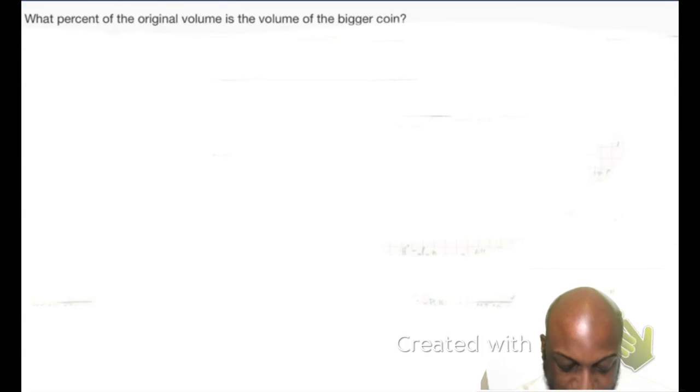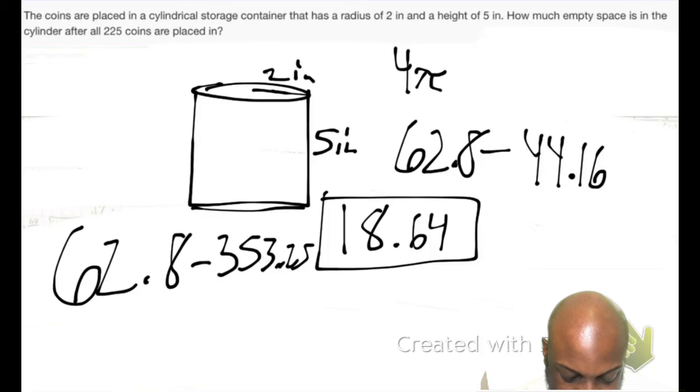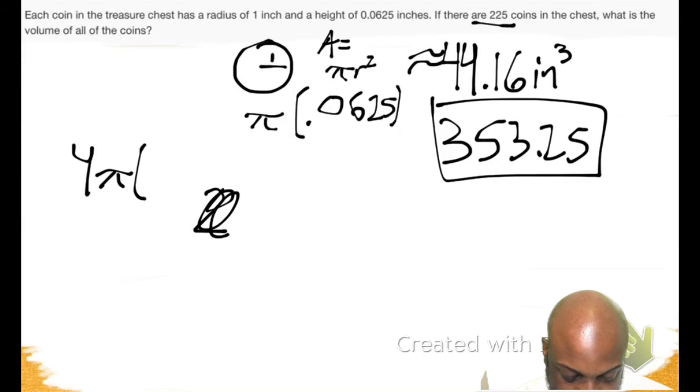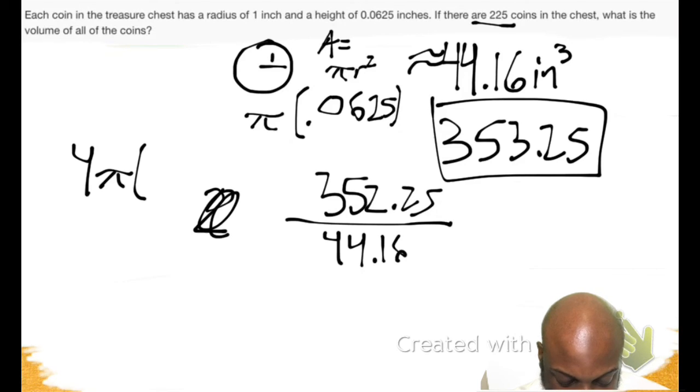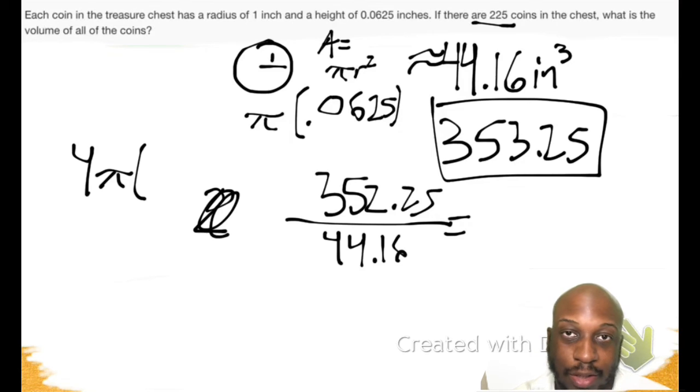What percent of the original volume is the volume of the bigger coin? All right, so the way that we can do this is you put the volume of your bigger coin on top of a fraction. What just happened here is that I pressed the X button while I was recording. So let's see how that works out. I'm going to go all the way back. All right, so now it's resumed.